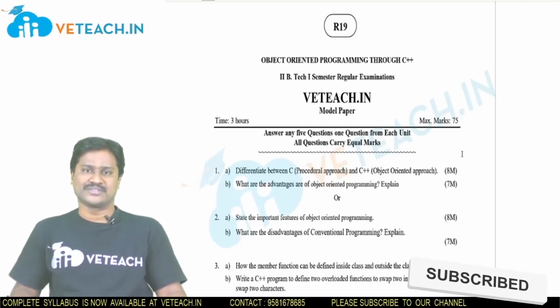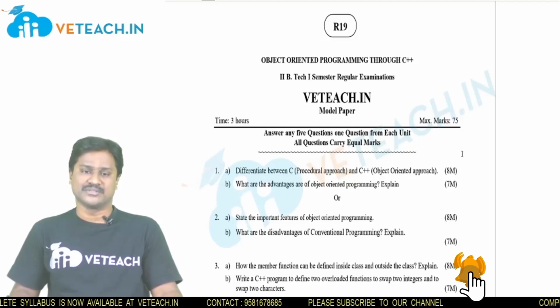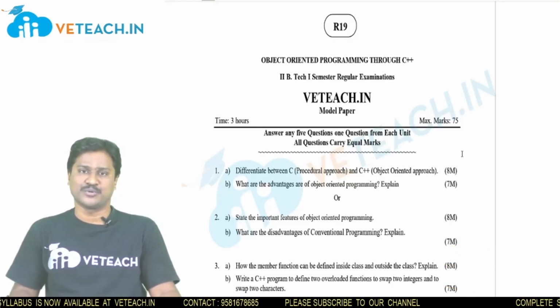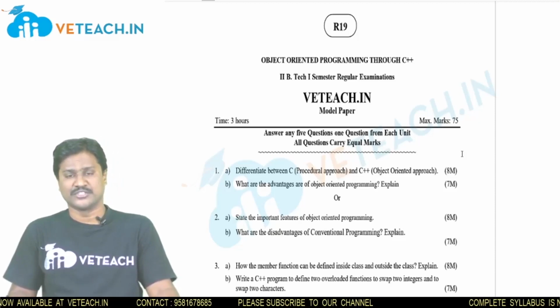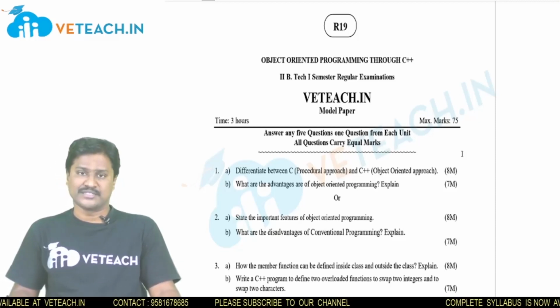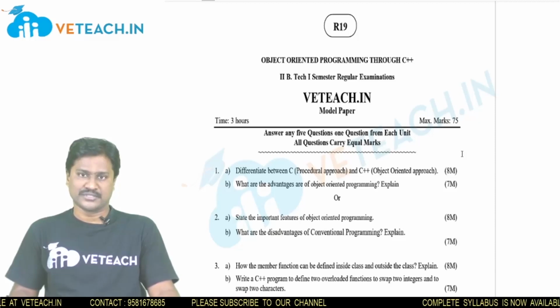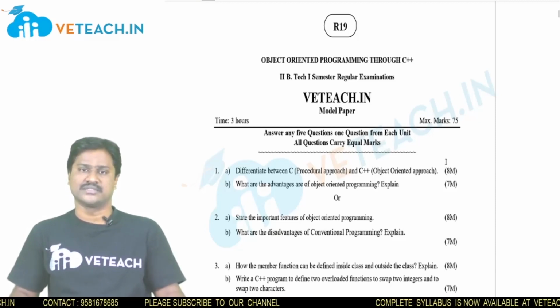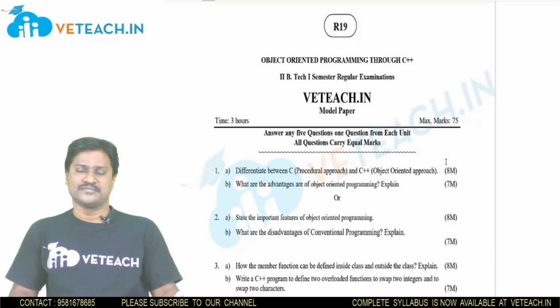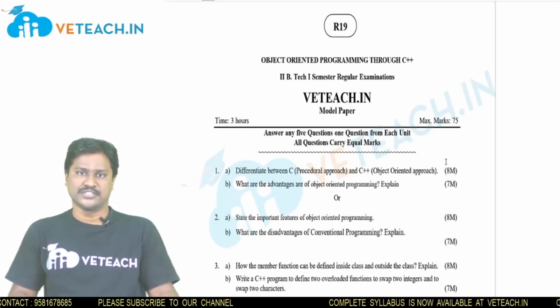Today we are going to discuss the model paper for the subject Object-Oriented Programming through C++, Second BTech first semester regular examination R19, and this is the model paper from Veteach. According to this R19, we have 5 units and 10 questions from 5 units, 2 questions for each unit.